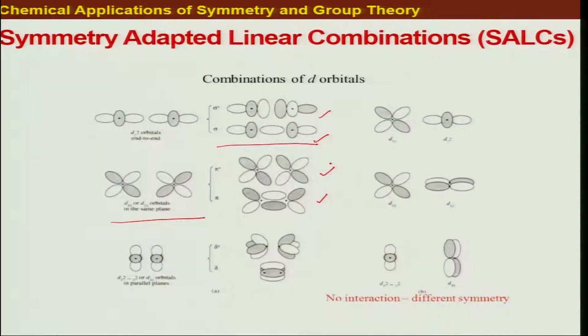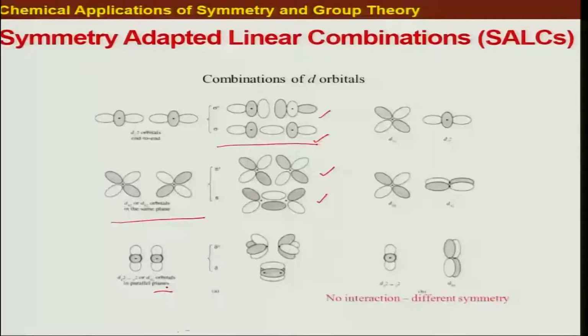molecular orbital. Again, dx square minus y square can combine with another dx square minus y square orbital because they are in parallel planes. They can have an overlap and you can form a delta bonding, so delta bonding and delta anti-bonding orbitals.